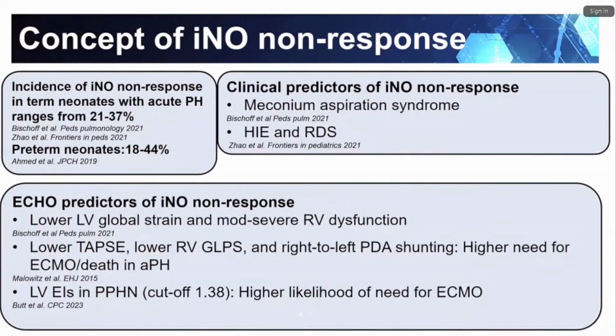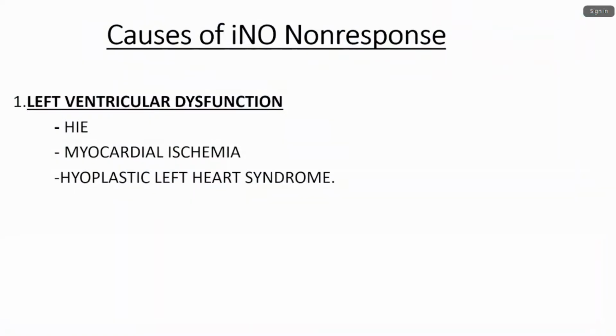Third is the left ventricle eccentricity index. Mainly in this we see right ventricular pressure load. Whenever there is septal flattening, that can lead to left ventricle compression, and most likely the child will need ECMO in the future. So what are the causes of iNO non-response?